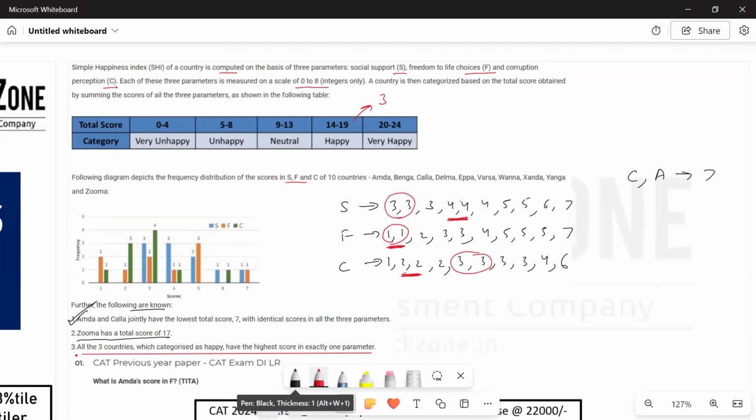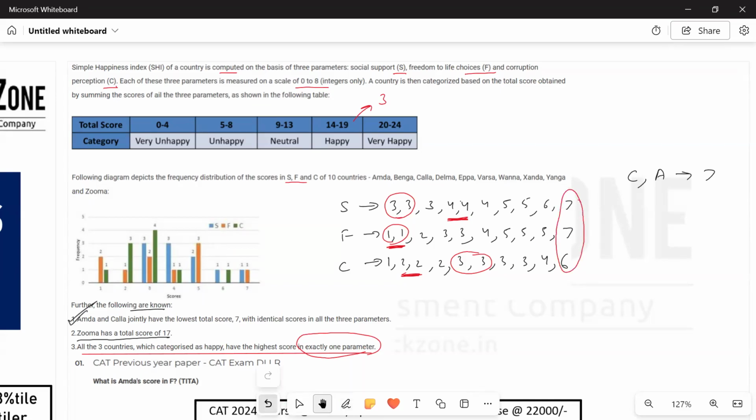It is written in the third statement that all the three countries which are categorized as happy have the highest score in exactly one parameter. So there can only be one parameter in which a country can have the highest score. So there cannot be a country having the highest score in all three parameters. So 20 cannot be the maximum. So what can be the maximum?